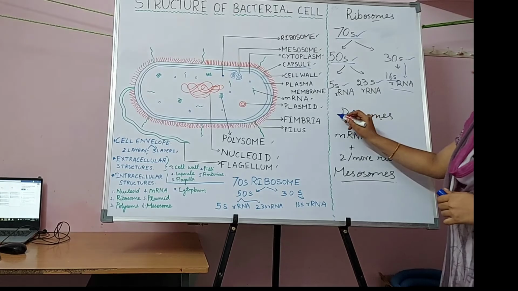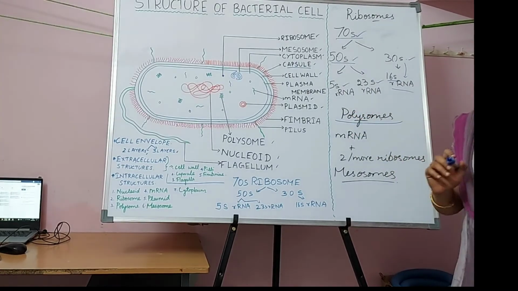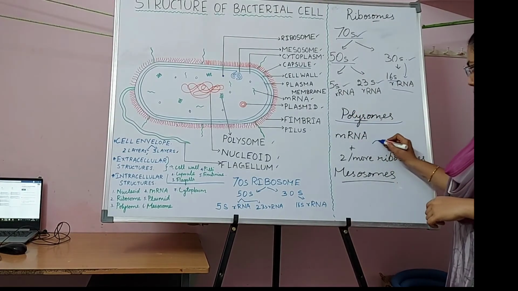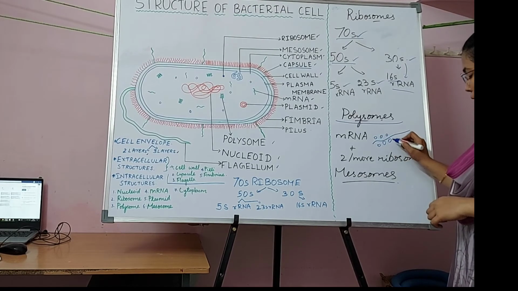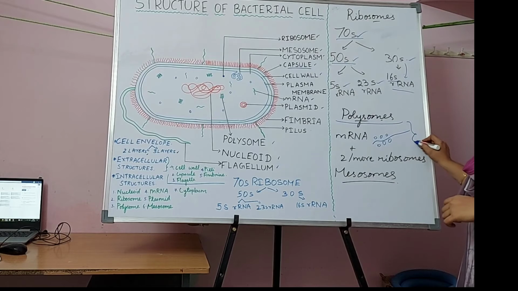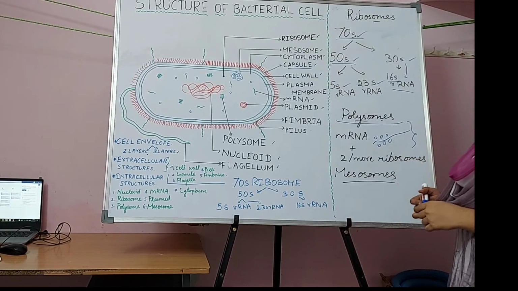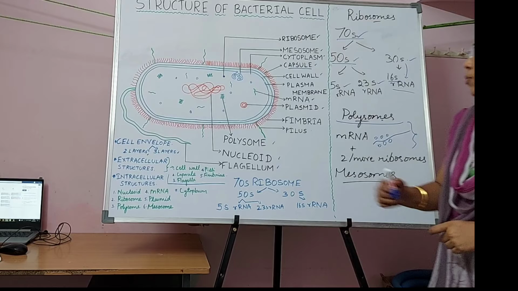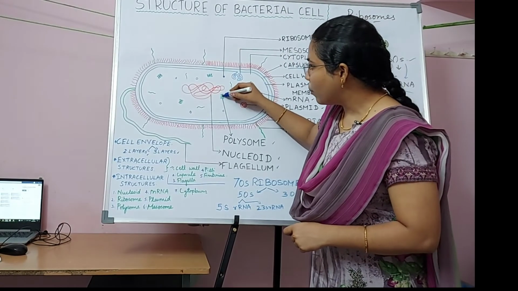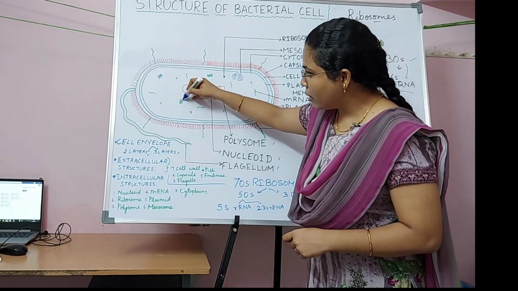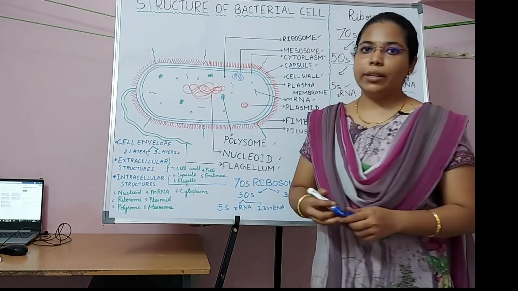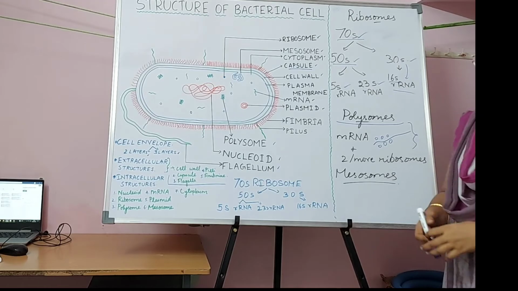And the next topic is polysomes. Polysomes are structures which have an mRNA with two or more consecutive ribosomes. So they work on the translation process. And these polysomes will be more in number. Always in a cell, translation, transcription and replication will be taking place continuously.